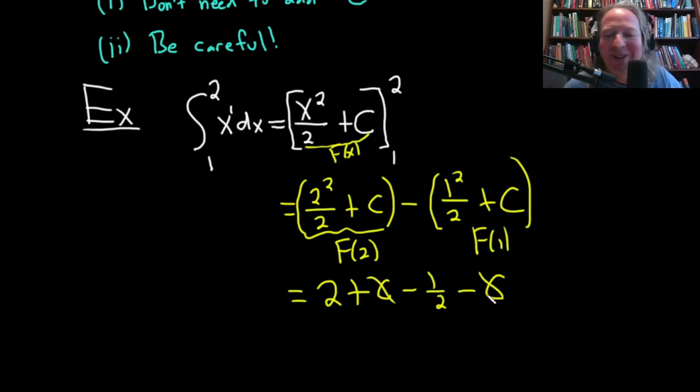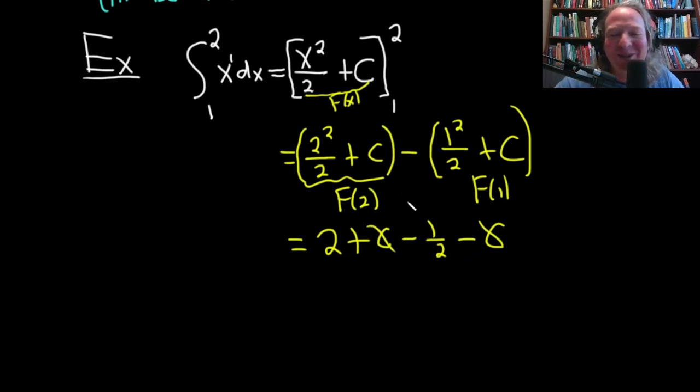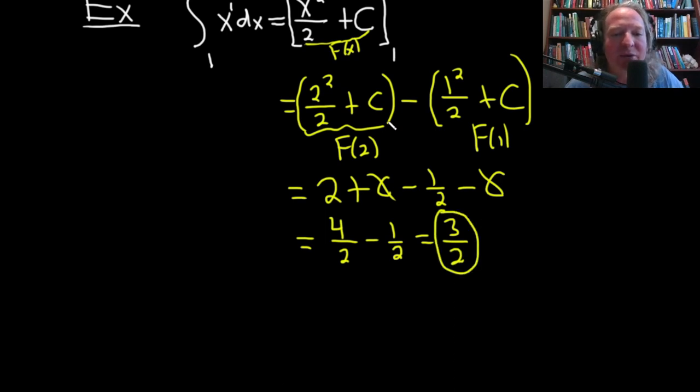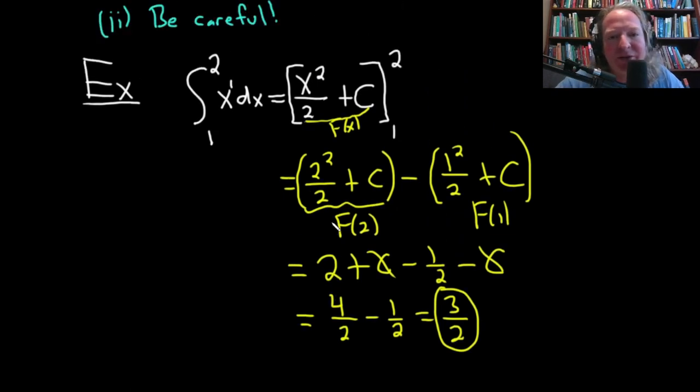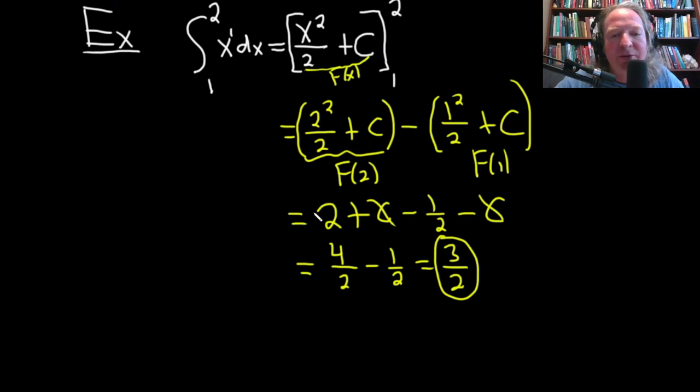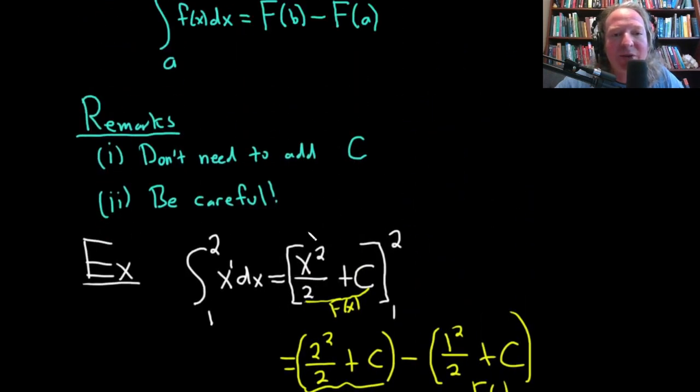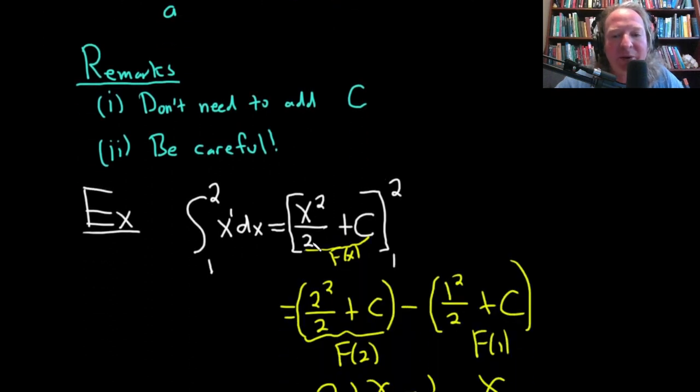Look, the c's cancel. That's why you don't have to write the plus c, right? So 2 is really 4 halves, just thinking of it as a number over 2. And then minus 1 half, so that's going to be 3 halves. So much quicker than the approach we would take using limits and all of that stuff. So a very, very fast way to find definite integrals now, thanks to the fundamental theorem of calculus.